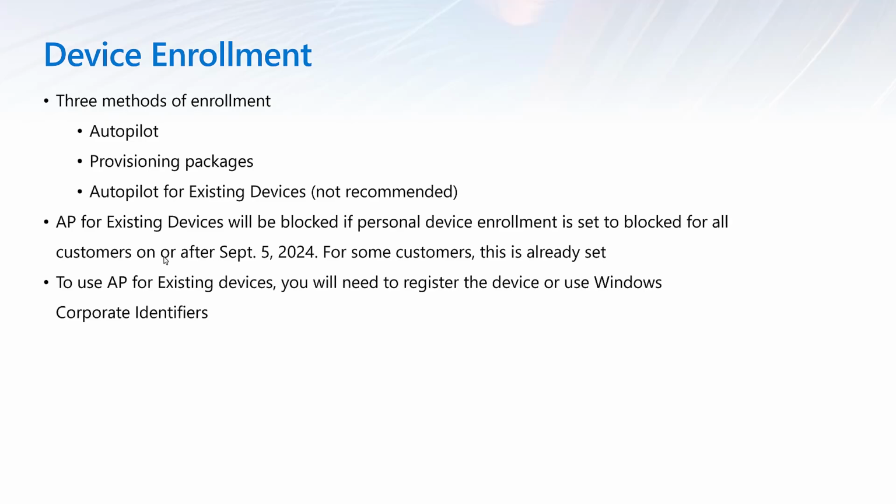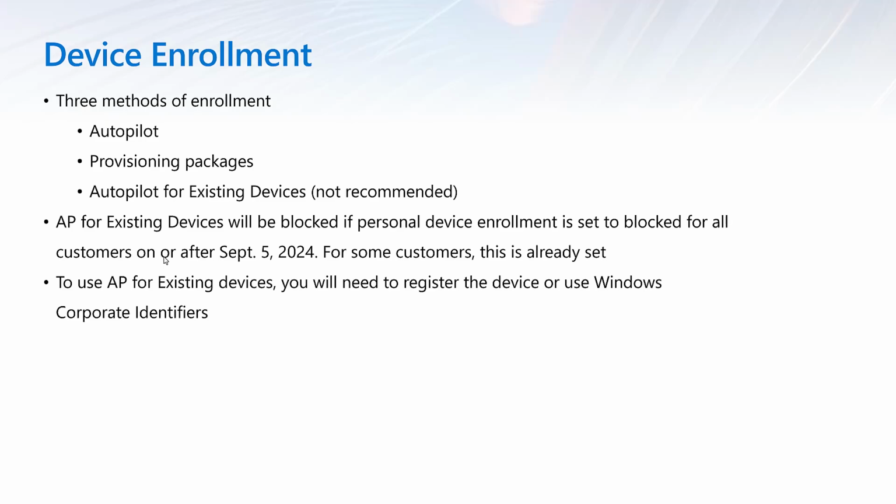So if you want to use AP for existing devices, you will need to register the device or use Windows corporate identifiers. Corporate identifiers were just recently released, and this is essentially the tuple. So if you aren't familiar with what the tuple is: make, model, serial number. You would upload a CSV of that information as a Windows corporate identifier. And if a device tries to register through AP for existing devices and they are in the Windows corporate identifiers, and we see that serial number is there, then that device can be flagged as corporate. Because that means you as the IT admin had registered these devices into your tenant.